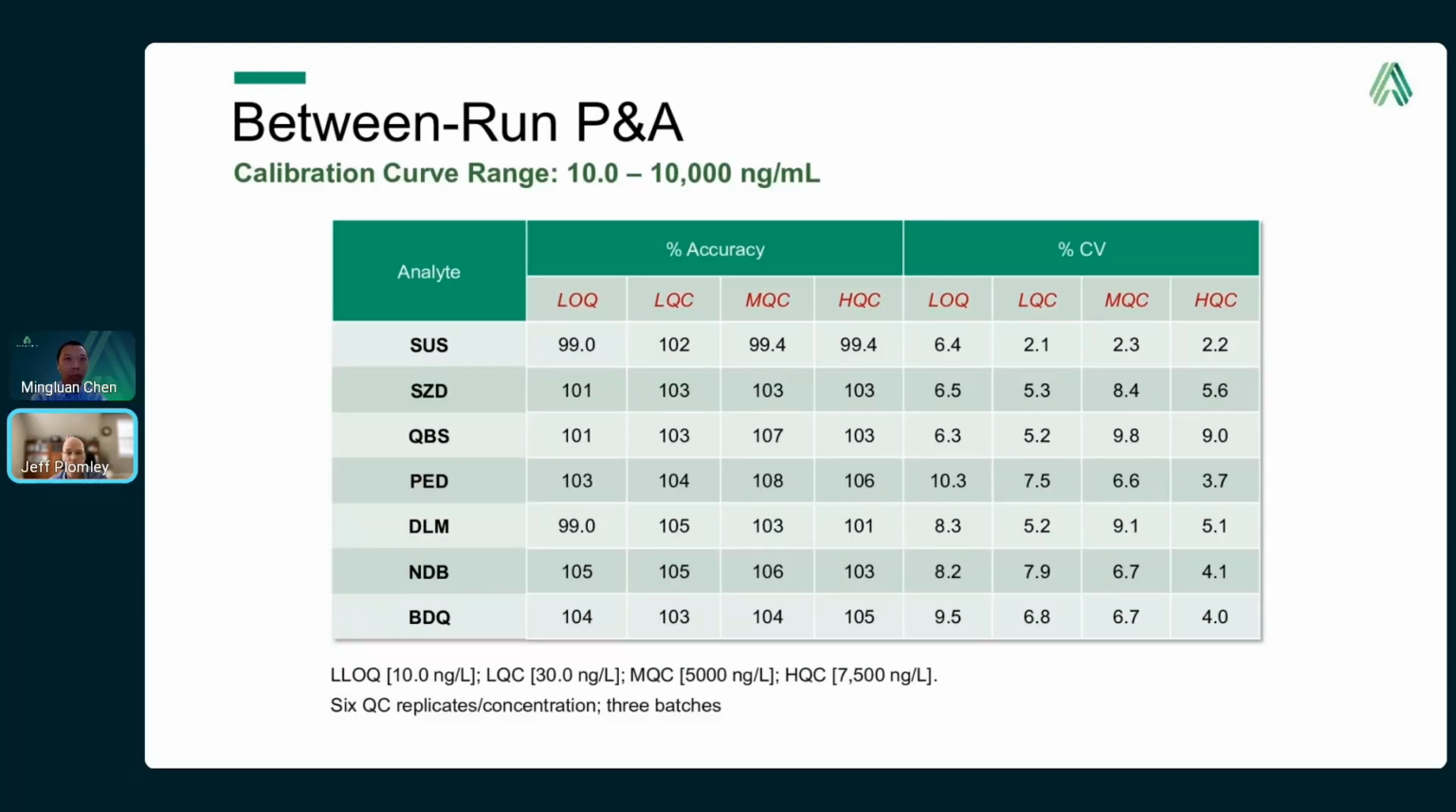And first up is the between run precision and accuracy, derived from 3 batches with QCs at 4 concentration levels and replicates of 6 for each batch. And as we can see here, all acceptance was met for both precision and accuracy. So that's a great start.